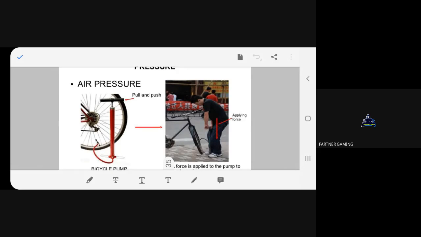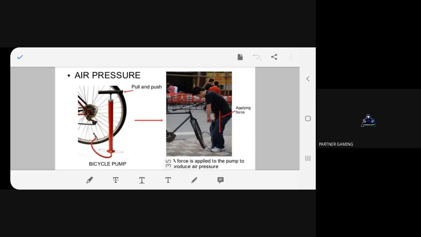How do you fill the tire tube? You have a pump, isn't it? So what is the mechanism? First you have to pull, and then you have to push the handle, isn't it? Then only you can apply the pressure, and the air comes out with a force, and your tire tube gets filled up, isn't it? Yes, ma'am.